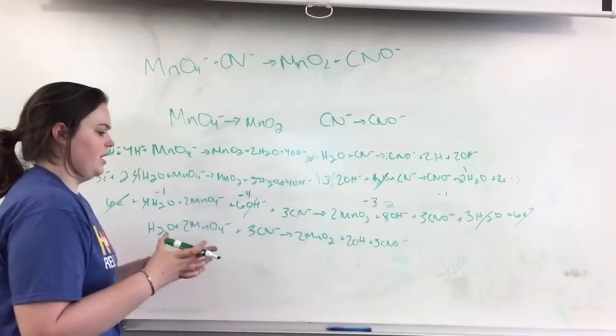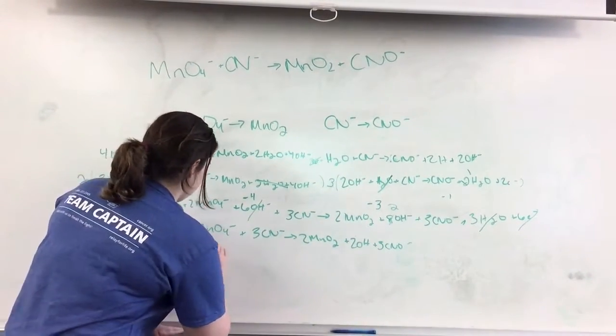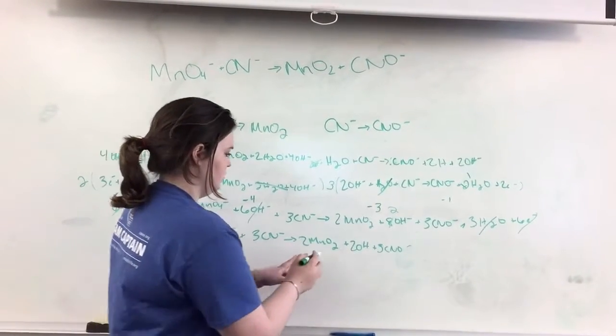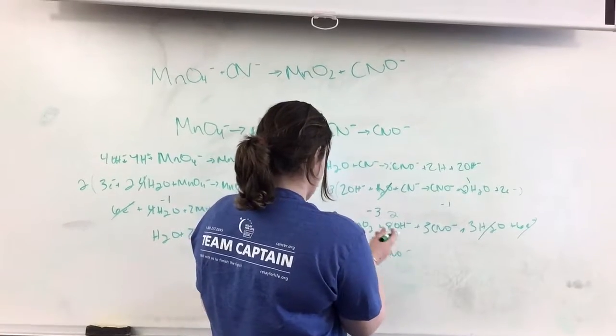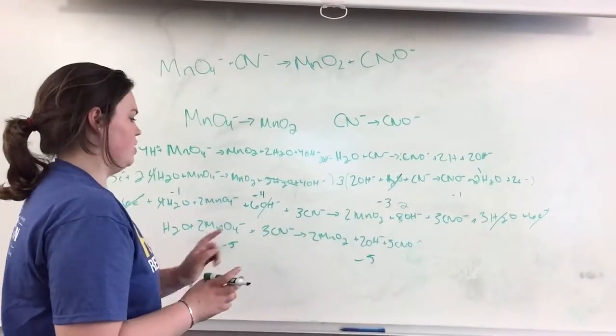And now we're going to double check our charges. So we have minus 2, minus 3, so this would be minus 5, and minus 3, minus 2, minus 5. So the charges equal each other, so this is our final reaction.